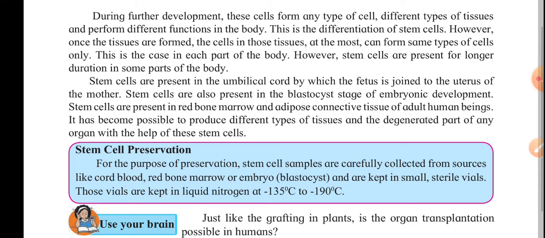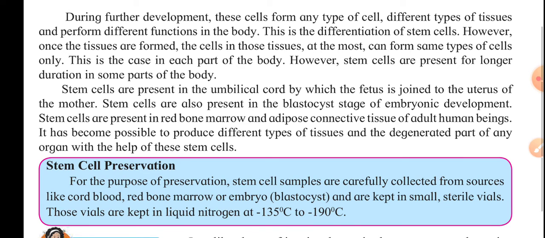Any type of cell means, because in the human body we have different kinds of cells and tissues, so those different kinds of cells get developed from the stem cell. Different types of tissues perform different functions in the body. This is the differentiation of stem cells. However, once the tissues are formed, the cells in those tissues at the most can form the same type of cells only. This is the case in each part of the body.